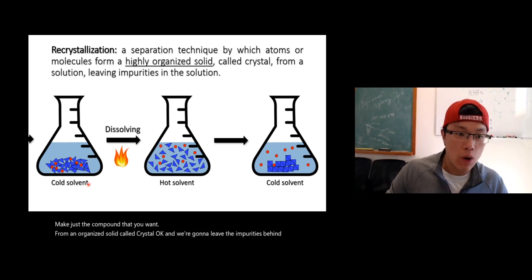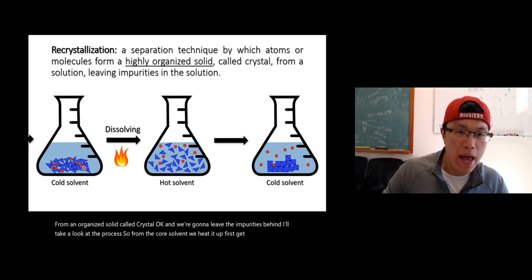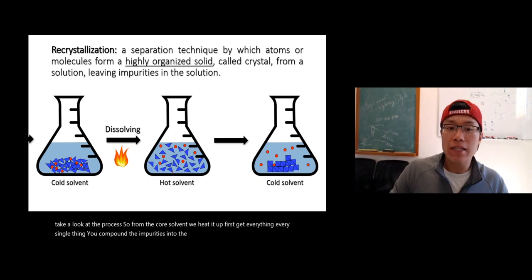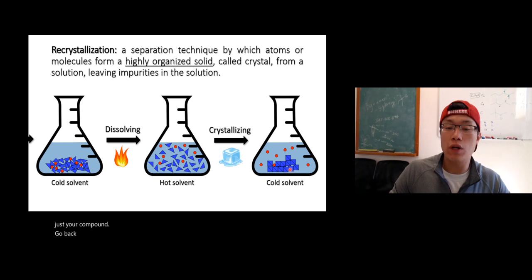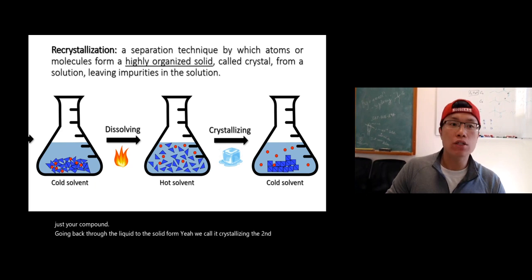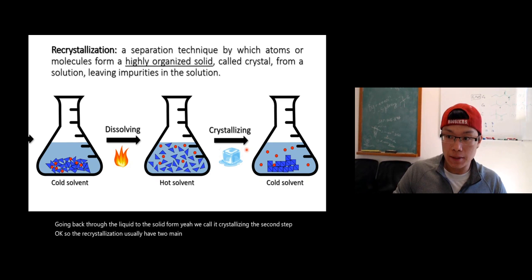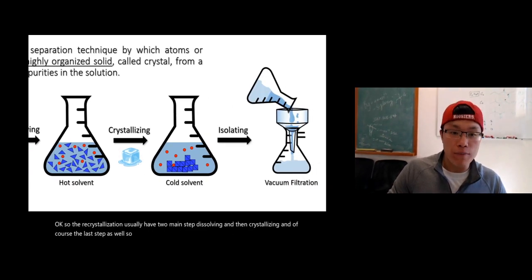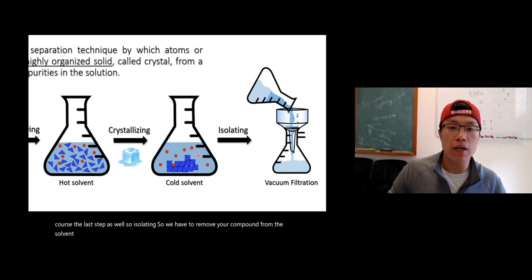Let's take a look at the process. From the cold solvent, we heat it up first to get every single thing, your compound and the impurities, into the solution, and then selectively make just your compound go back from the liquid to the solid form. We call that crystallizing, the second step. So the recrystallization usually has two main steps: dissolving and then crystallizing. And of course the last step as well, isolating. So we have to remove your compound from the solvent and from the impurities.